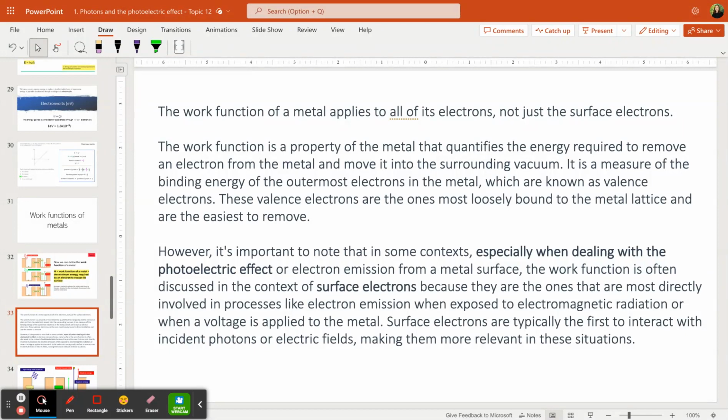The work function is a property of the metal that quantifies the energy required to remove the electron and move it outside of the metal.